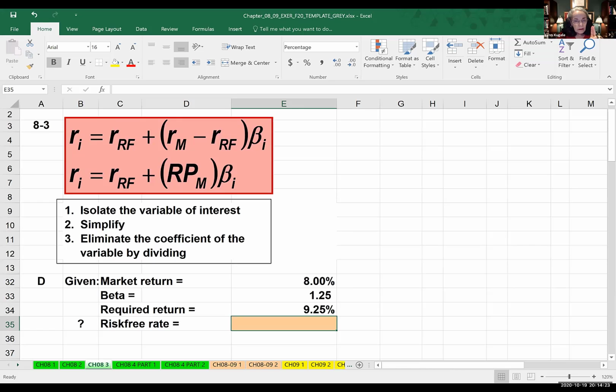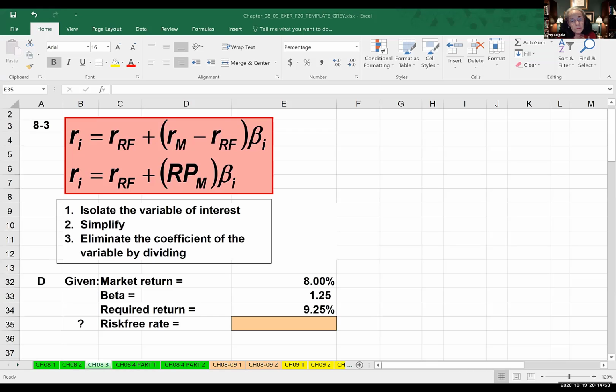Again, I am not going to go all the way through and do this. Here it is: 9.25 equals the risk-free rate plus 8 minus the risk-free rate. You have to simplify. Let me get it a little smaller so we can get it on screen. There we go. Simplify all you can. Well, you've got the risk-free rate there. You have to expand this. It's 1.25 times 8 minus 1.25 times the risk-free rate.